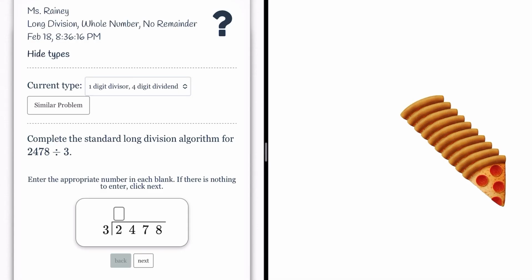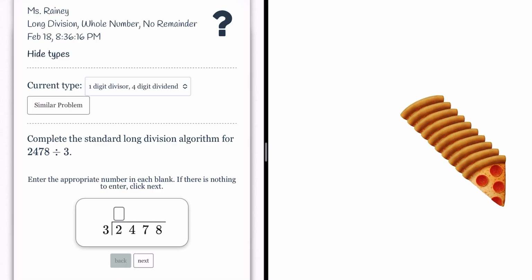And this problem is asking us to complete the standard long division algorithm for 2,478 divided by 3. Before we get into the long division algorithm, I want to start by making sure conceptually we understand what's going on when we talk about division.